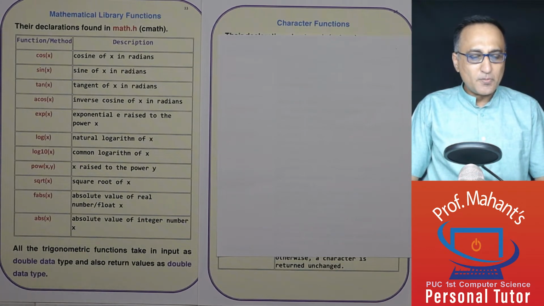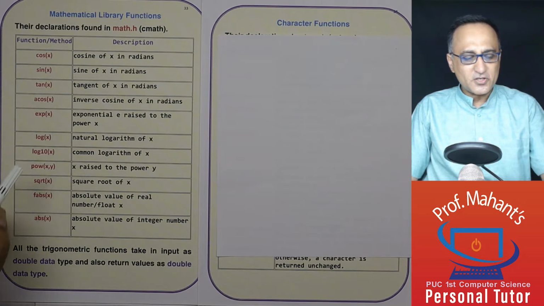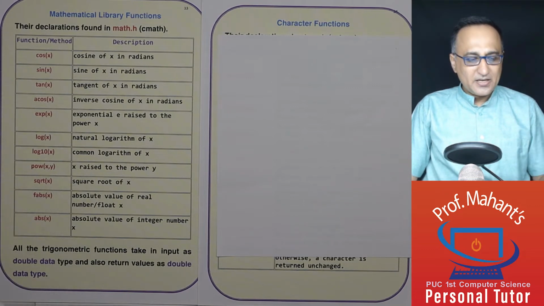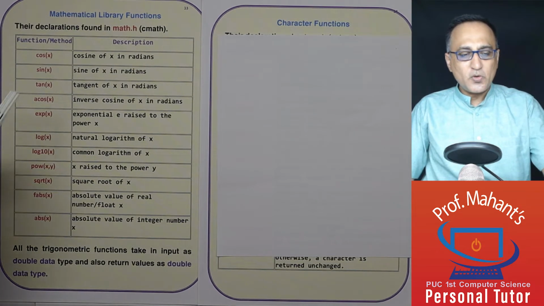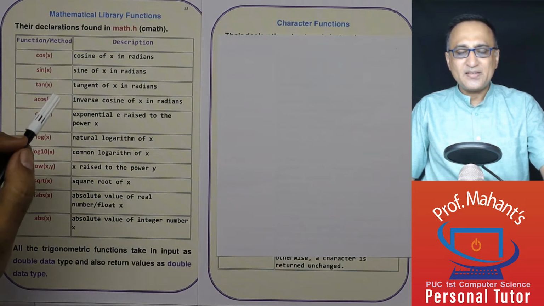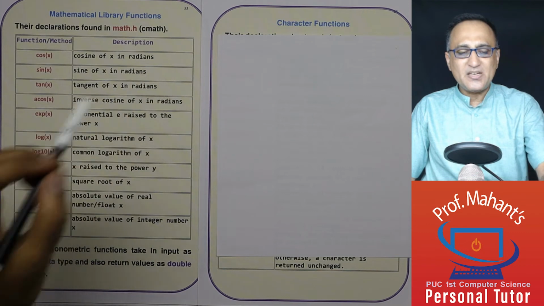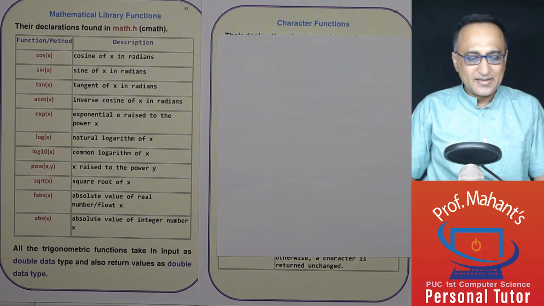So all the trigonometric functions or any of these functions accept data which is of the type double and return a value which also happens to be double. Now when you're doing the sine, cos, tan and all these things, you need to understand that the value of x happens to be in radians. It is not in degrees.